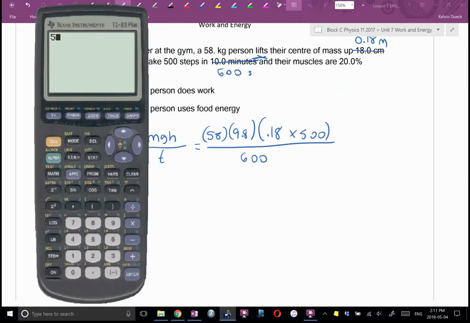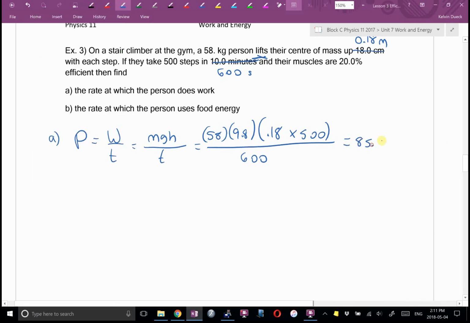I'd be surprised if this works out evenly, but maybe it does. Times 0.18 times 500 divided by this. Actually, this might be 85 point something. You know what? Let's carry everything, because we're going to use this, I bet you, for part B. So I'll write 85.6 equals 85.3 units. Work.